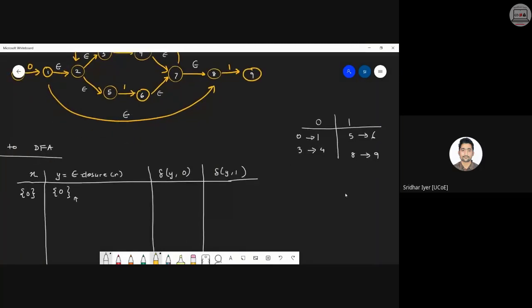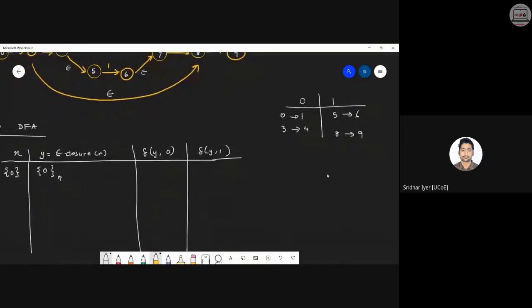Now check this. Check the table once again. Transition of Y on 0. What is Y? Y is 0. So is there any transition of Y on 0? Is there any transition of 0 on 0? Yes or no? Check this table if you wish. Yes, there is a transition of 0 on 0. Where is it going? It is going to 1. So we simply need to write 1 over here.